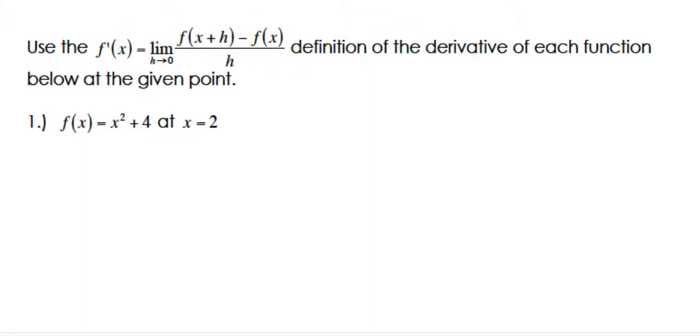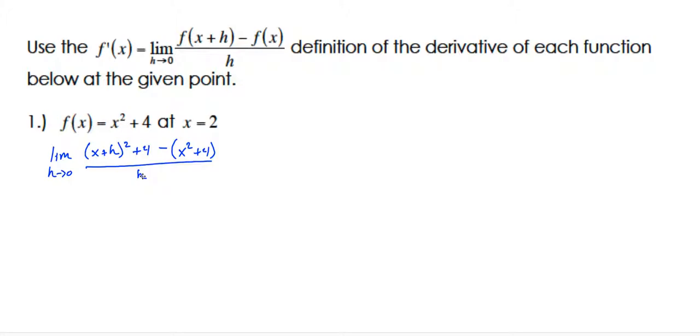So let's say we wanted to use the formal definition of a derivative to find the derivative at a given point. So we're going to start by finding the derivative f prime of x. So in order to do that, we need to take the limit as h approaches 0 of f of x plus h. So that's going to be (x plus h) squared plus 4 minus f of x, so minus (x squared plus 4), all of it over h.